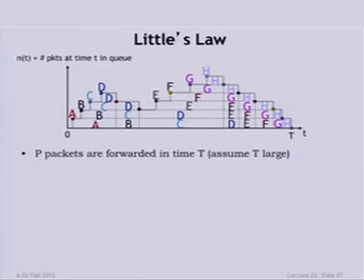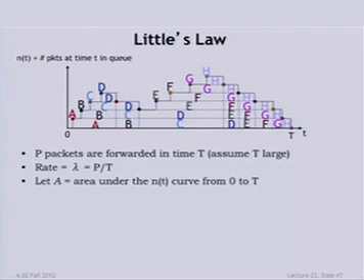Now, let's assume that we run this experiment for a long time, capital T, and P packets were forwarded through the system. So what is the rate? P packets per T seconds. So the rate is clearly lambda is P over T, right? This is easy. Okay, great.